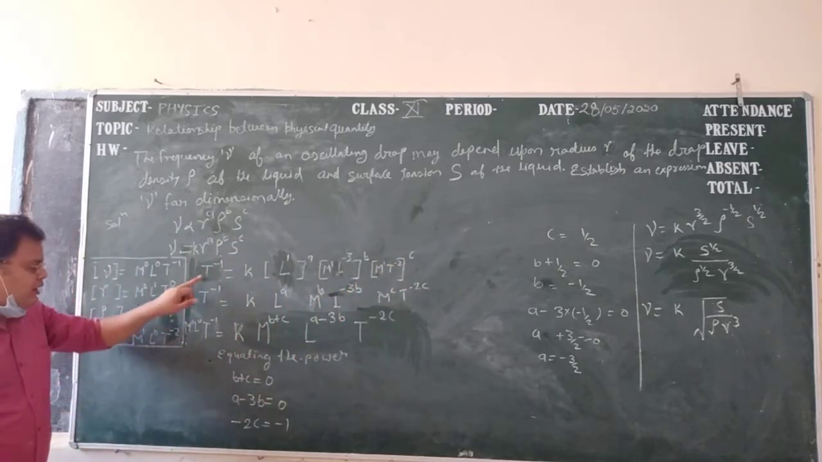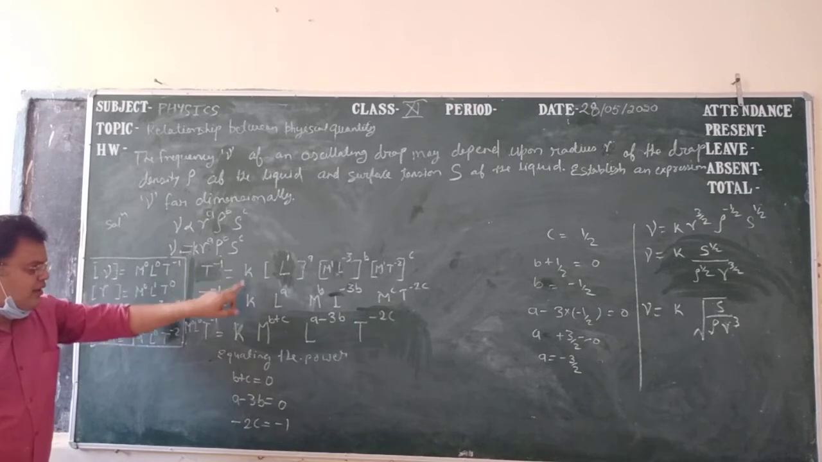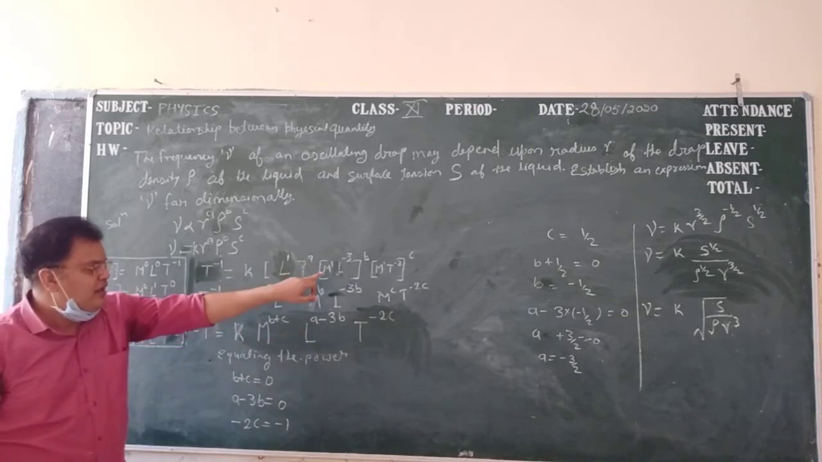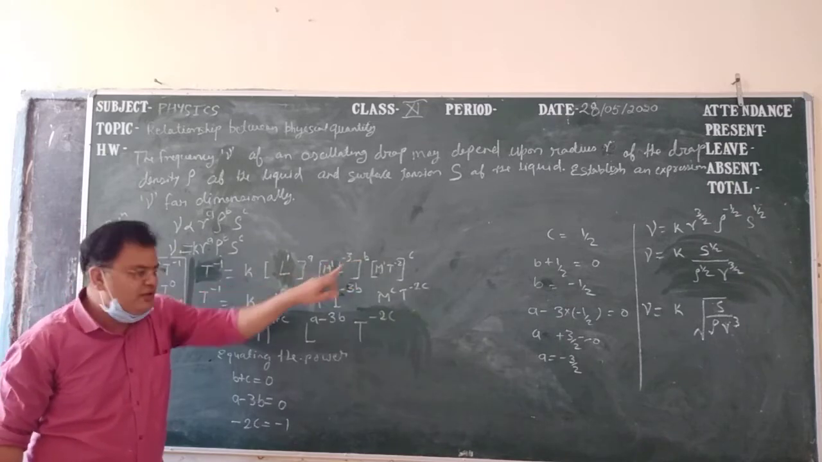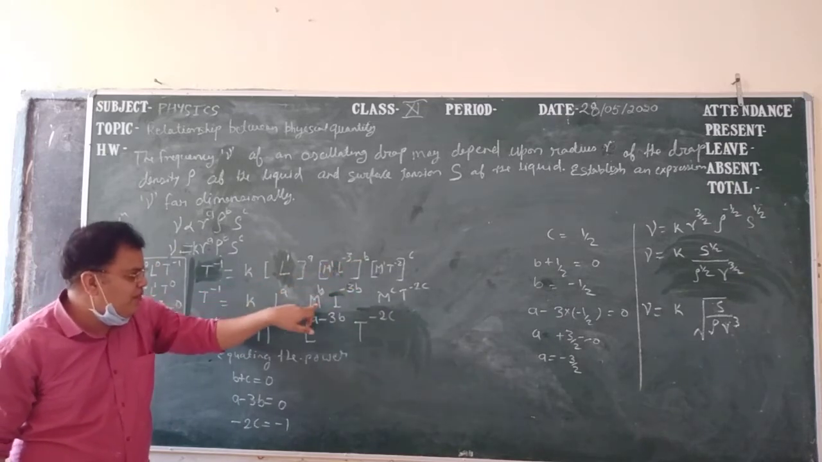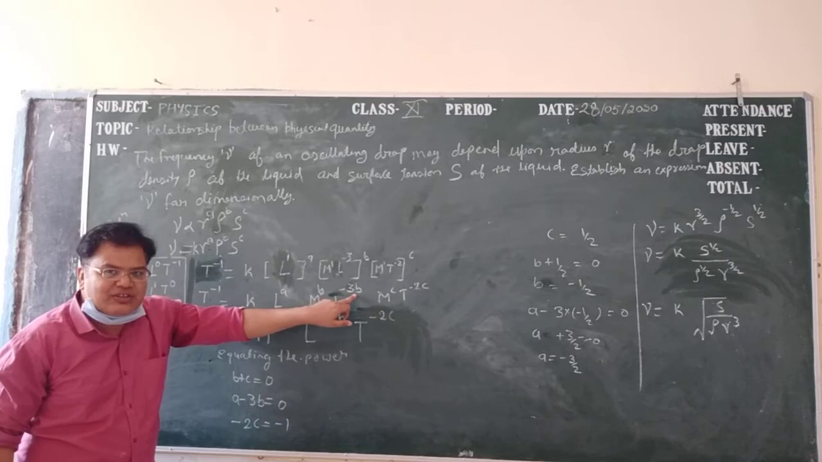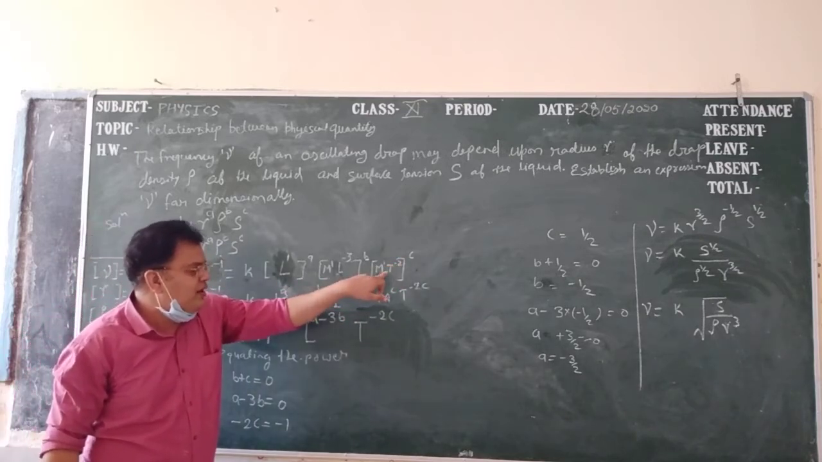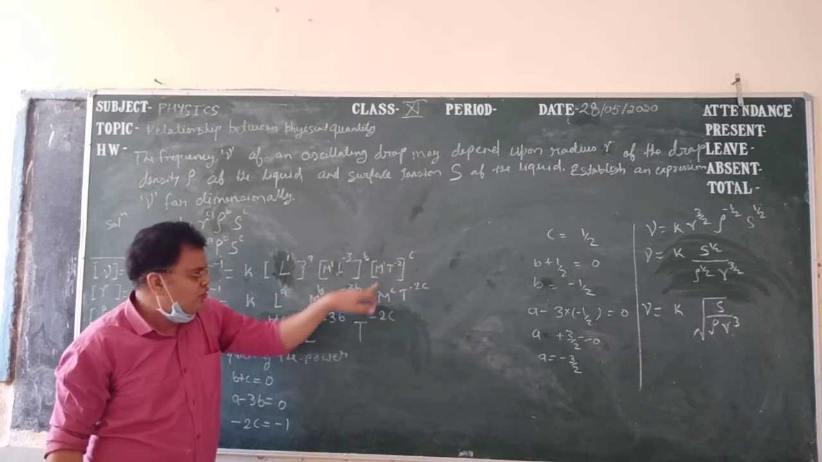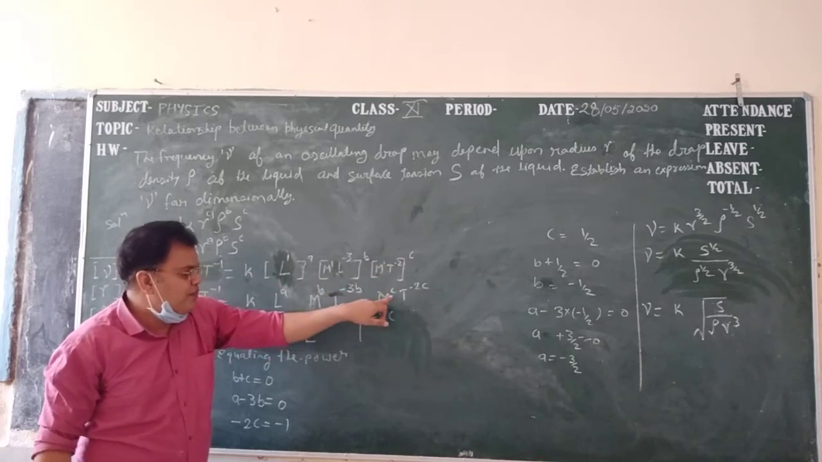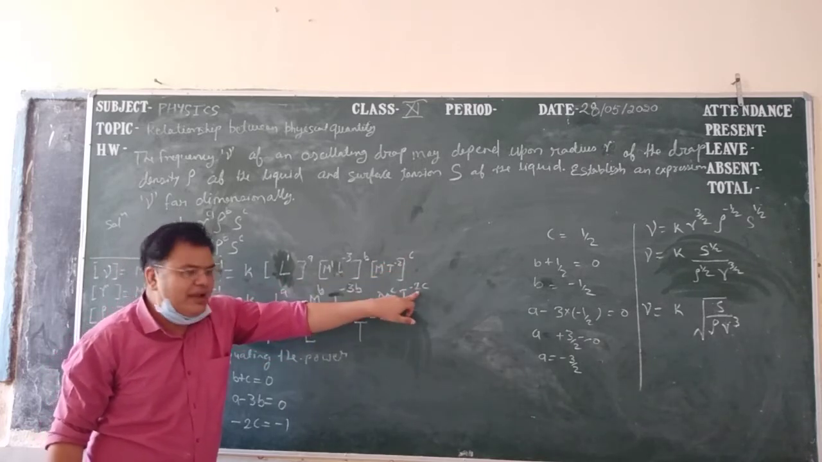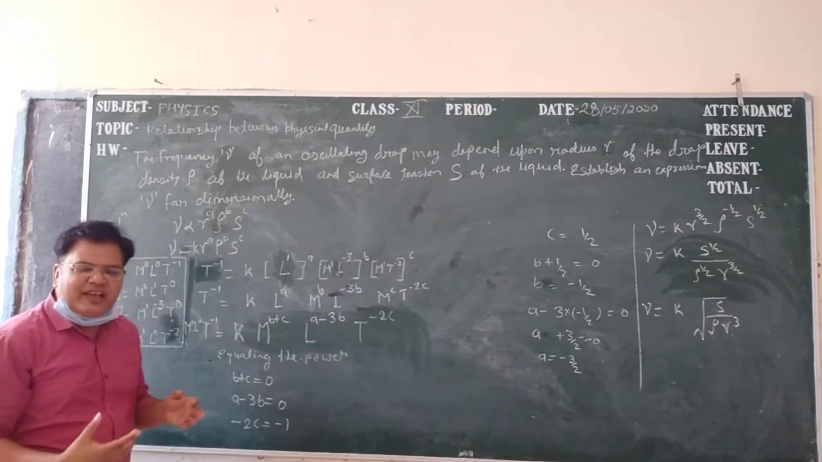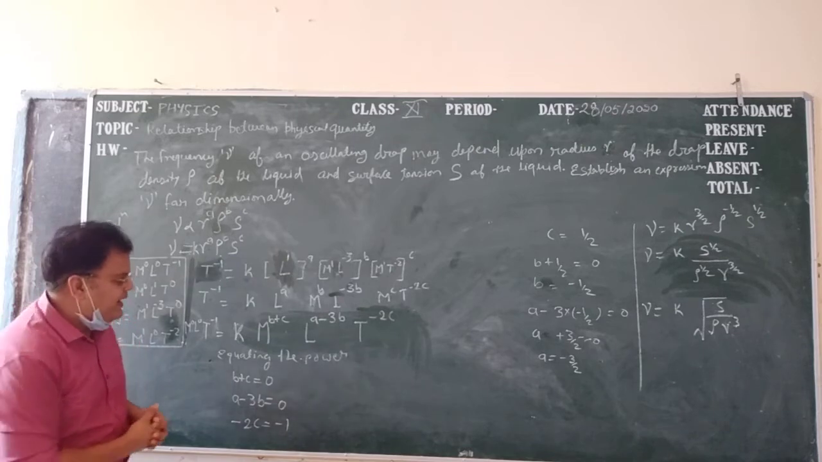So t to the power minus 1 equals K, l to the power a, m1 l minus 3 to the power b. So we write m to the power b, l to the power minus 3b. Then m1 t minus 2 to the power c, so we write m to the power c, t to the power minus 2c. Here the bases are the same, so the powers are added.